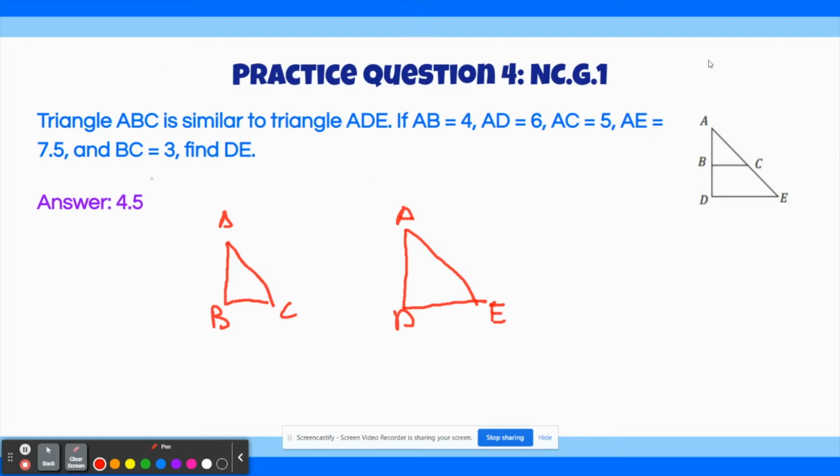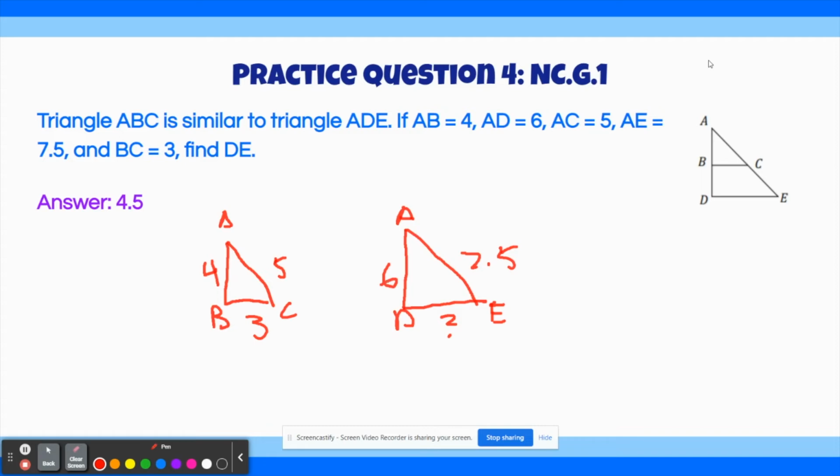So AB equals 4, AD equals 6, AC equals 5, AE equals 7.5, and BC equals 3. And we need to find DE. So since they're similar triangles, each side is going to be multiplied by a scale factor. So first we need to find out that scale factor.